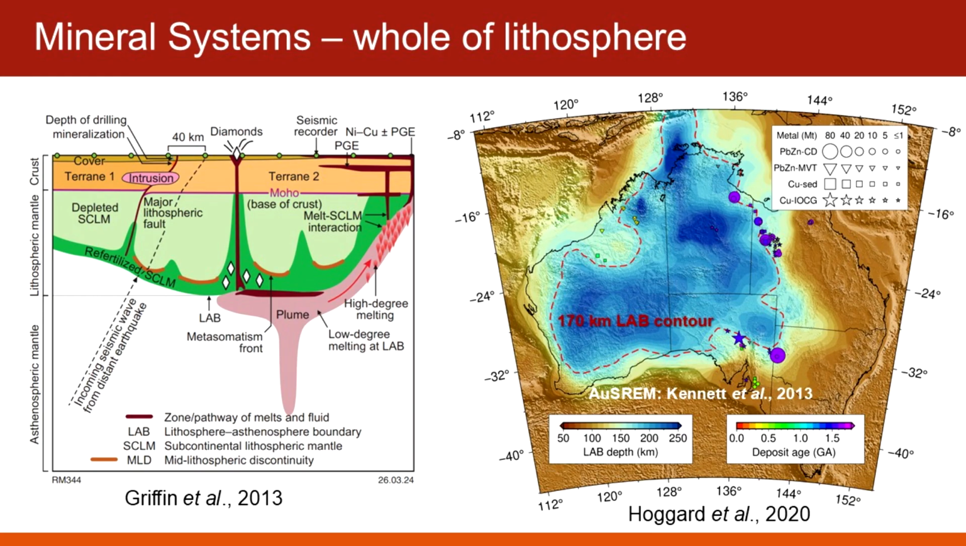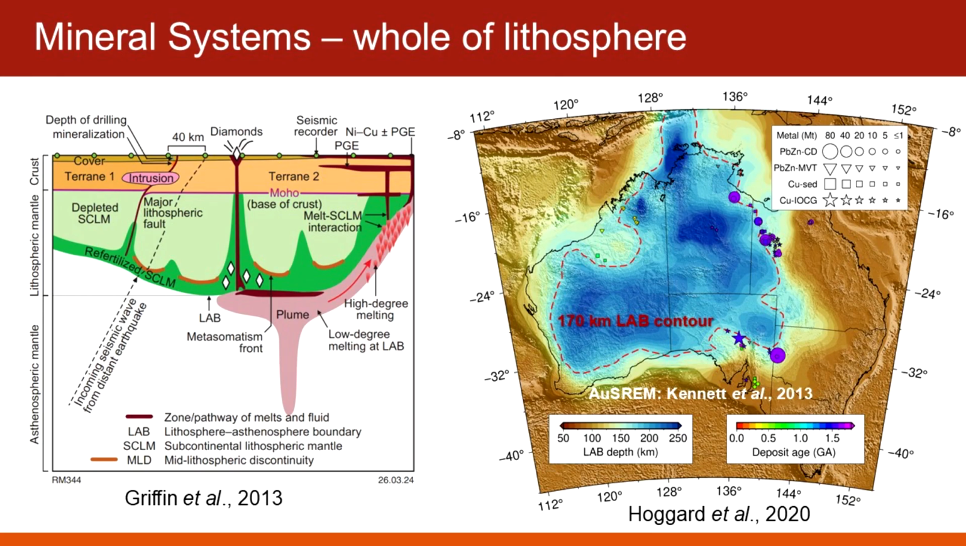One of the good examples there, on the right-hand side, is the Hoggard model, looking at the big inflection in the LAB, typically mapped at around 170 kilometers, showing that at the surface, 200 kilometers of that boundary mapped to the surface, you pretty much get all of your global lead, zinc, copper sort of systems. So understanding the deep lithosphere is really intrinsic to understanding how mineral systems work.